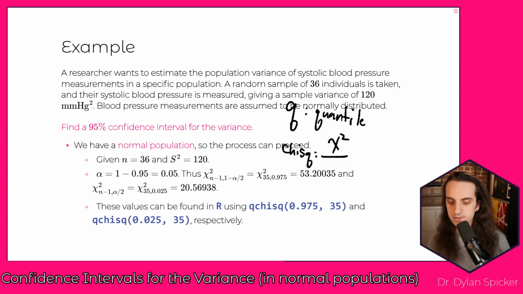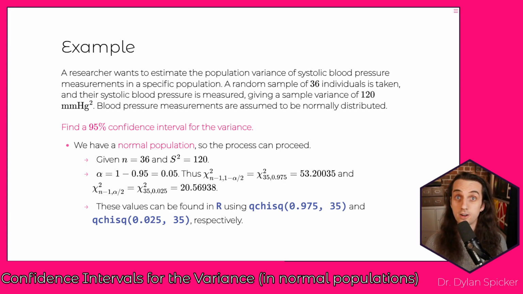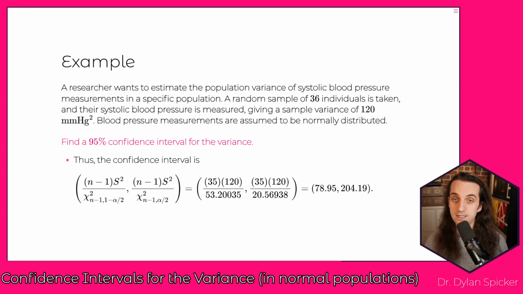Okay, and so then using all of these values, we can plug into the formula that we need for our confidence interval. We're going to take n minus 1 times our sample variance, divided by the upper critical value, and n minus 1 times our sample variance, divided by the lower critical value. So 35 times 120 over 53.2, and 35 times 120 over 20.57. And all of this gives us 78.95 to 204.19. Okay, and so our confidence interval for the variance in this case is going to fall between 78.95 and 204.19.